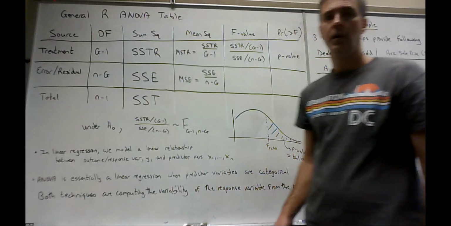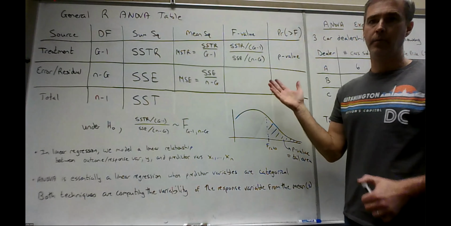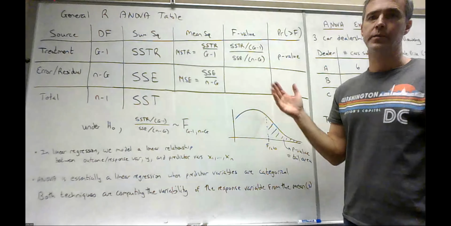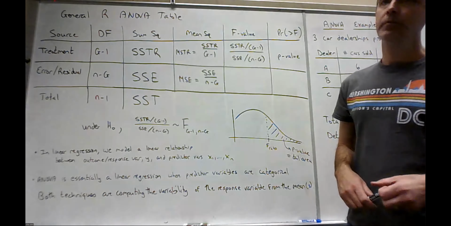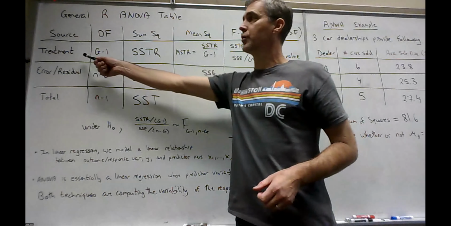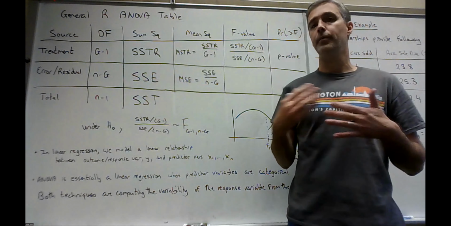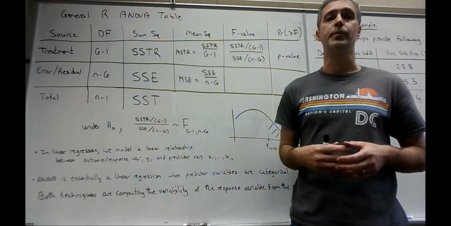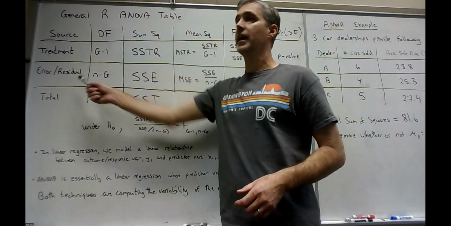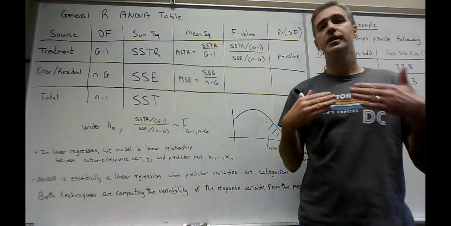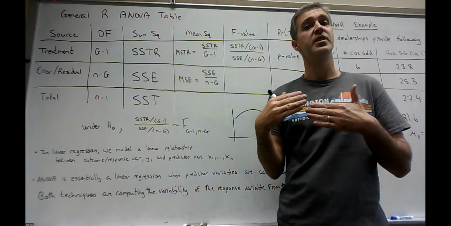Okay. So here is the general output that R will give us when we run the ANOVA linear model command. We're going to have the treatment. In the last example, the treatment is how we make these groups, and we made the groups based on the mother's age. Okay. So there's the treatments, and then there's the error or the residuals. This is how the data differs from its group mean, the residuals.